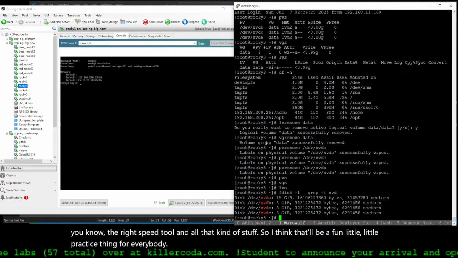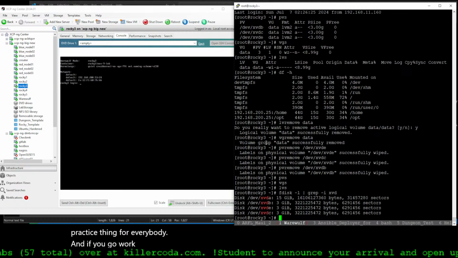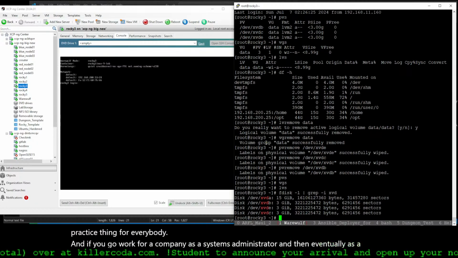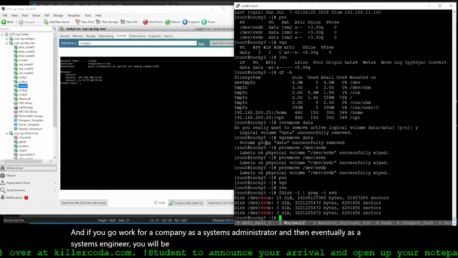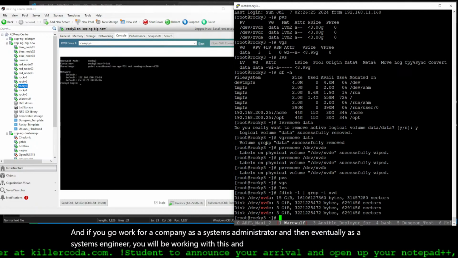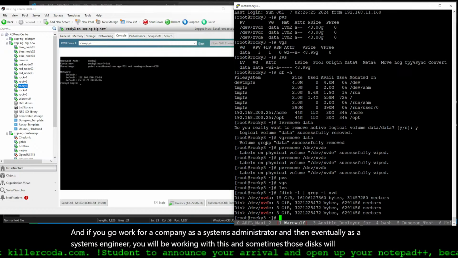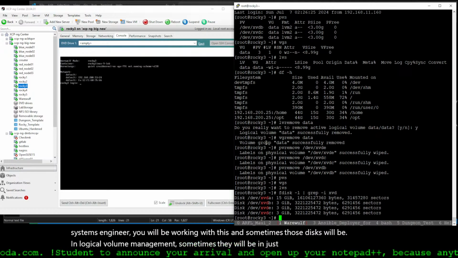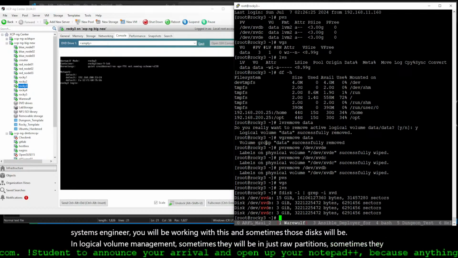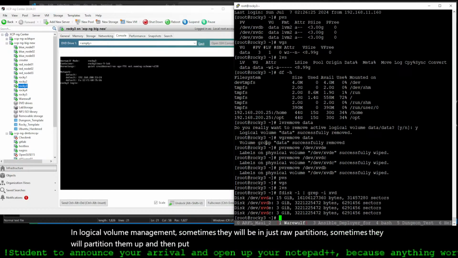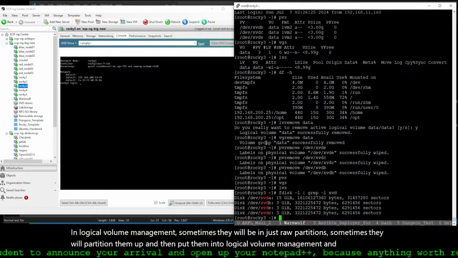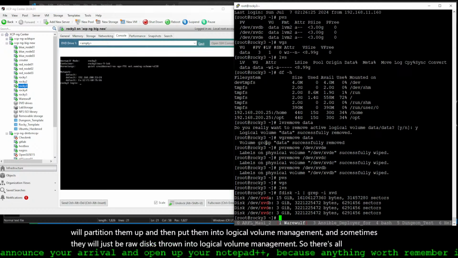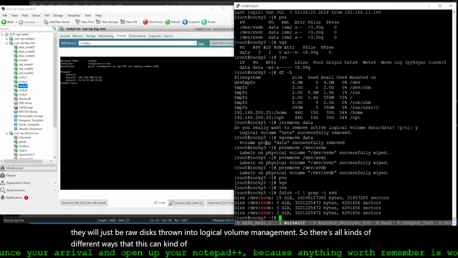And if you go work for a company as a systems administrator and then eventually as a systems engineer, you will be working with disks. And sometimes those disks will be in logical volume management. Sometimes they will be in just raw partitions. Sometimes they will partition them up and then put them into logical volume management, and sometimes they will just be raw disks thrown into logical volume management. So there's all kinds of different ways that this can happen in a system.